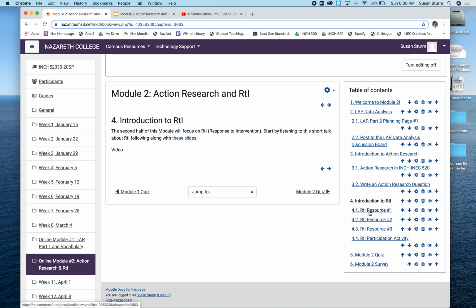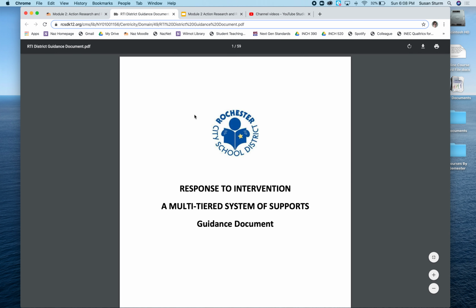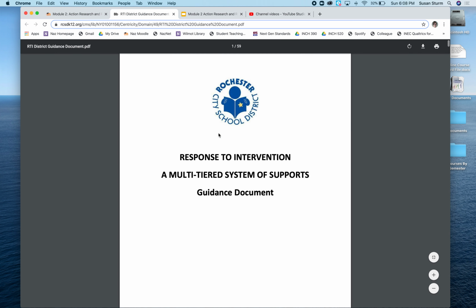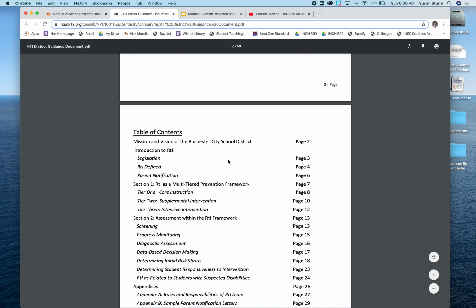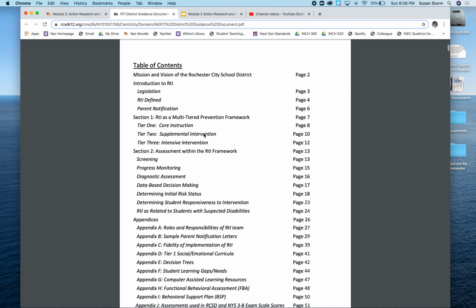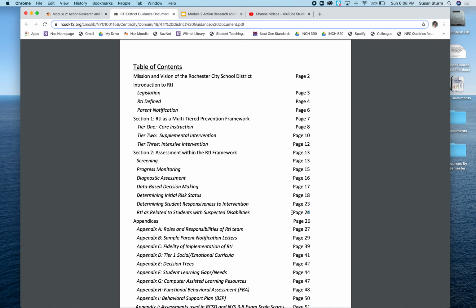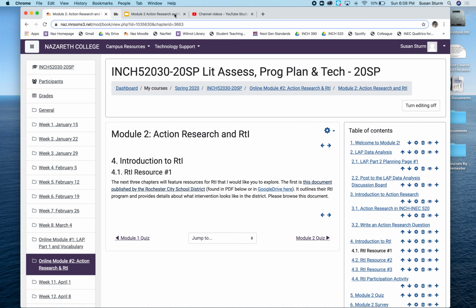And what you're going to do next in this module is check out some resources. The first one is this PDF that the Rochester City School District has created. It's a guidance document. It's very long. It's almost 60 pages. You don't need to read the whole thing, but maybe just up to page 24 where the appendices start would be a good idea to just hear how the district is defining RtI and their tiered prevention framework.